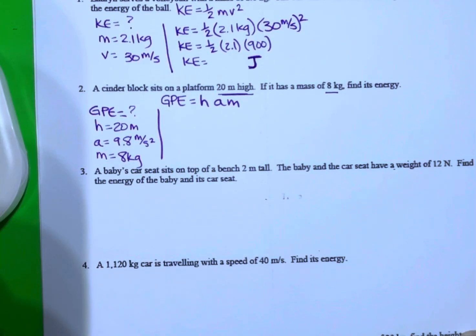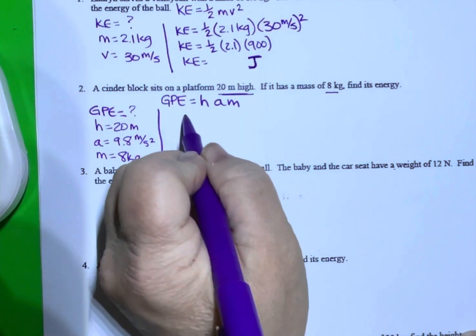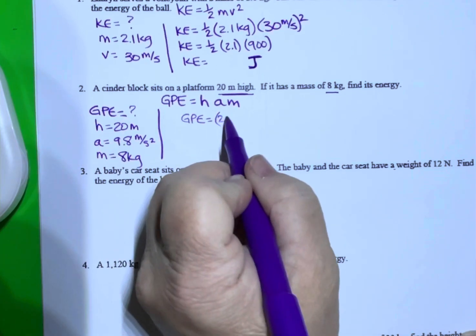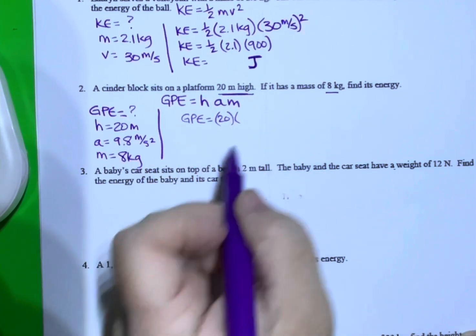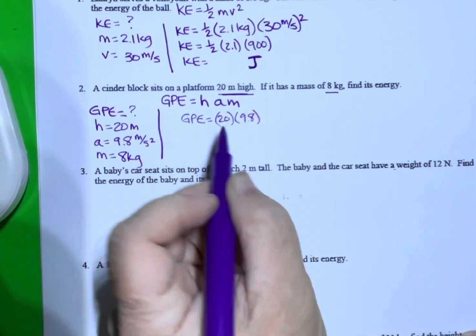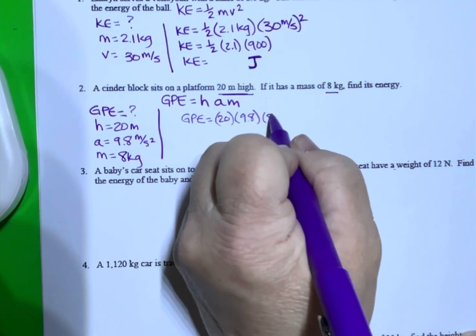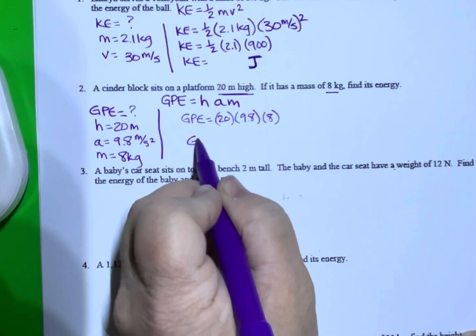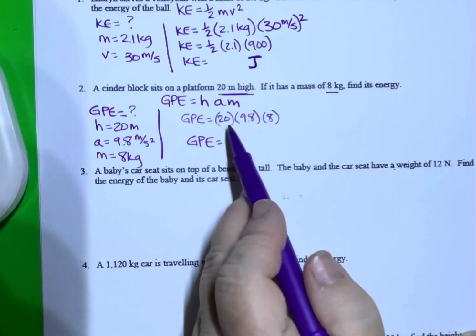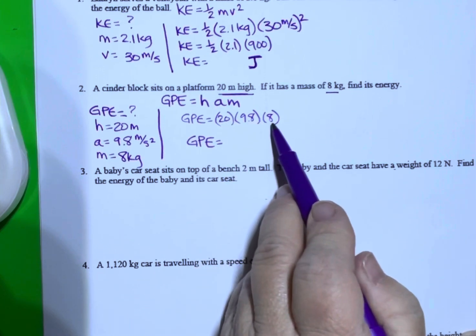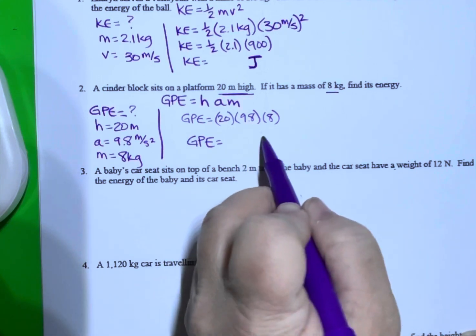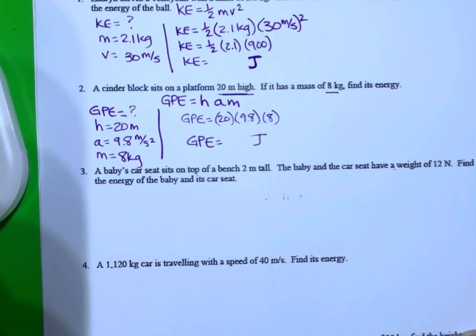So now I've listed what we know. Now we're going to solve for what we don't know. So GPE is equal to the height, which is 20, times the acceleration due to gravity, which is 9.8, times the mass, which is 8. So you just take all three numbers and multiply them together, and the final GPE is equal to 20 times 9.8 times 8. And what is our final unit going to be in? Joules again, right? A capital J. Good job.